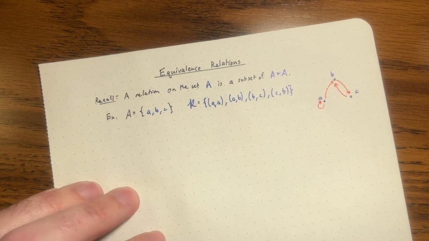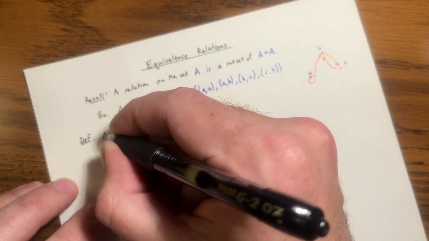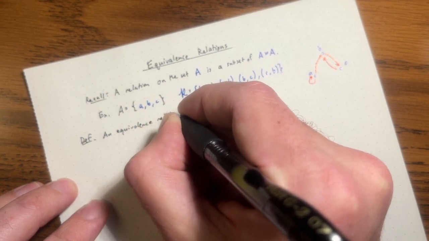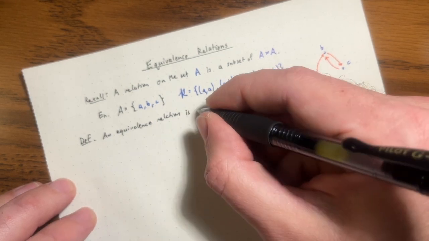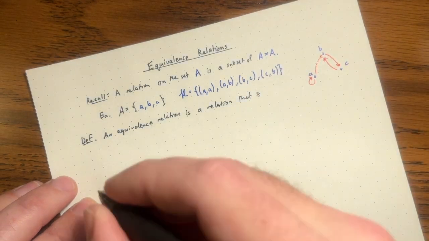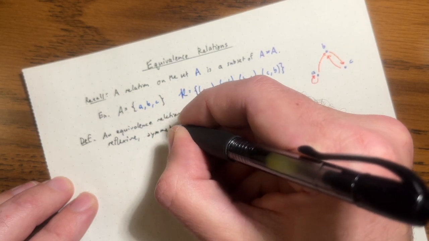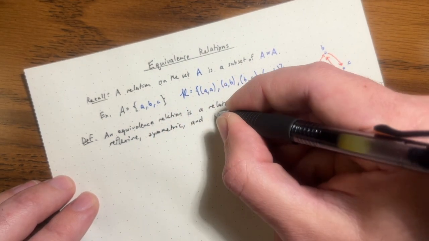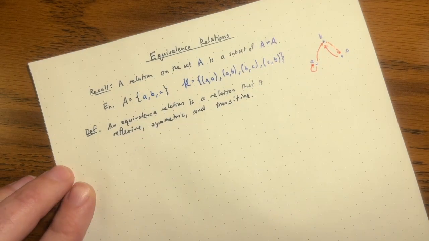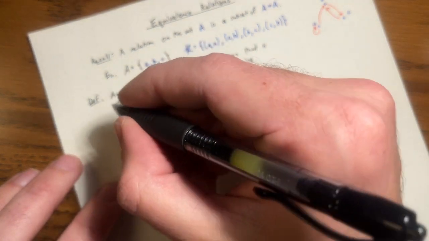Okay, so next we want to discuss what an equivalence relation is. So it's a special kind of relation. An equivalence relation is a relation that is reflexive, symmetric, and transitive. And so you don't have to remember these from the previous video. I'll remind you what they are. But it's a relation that has those three properties. It might have more properties in addition to this, but it definitely has at least these three.